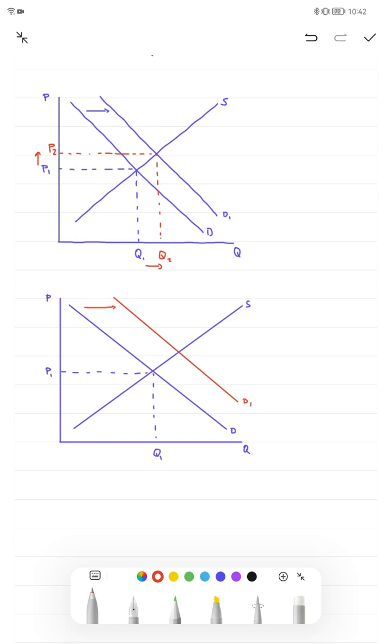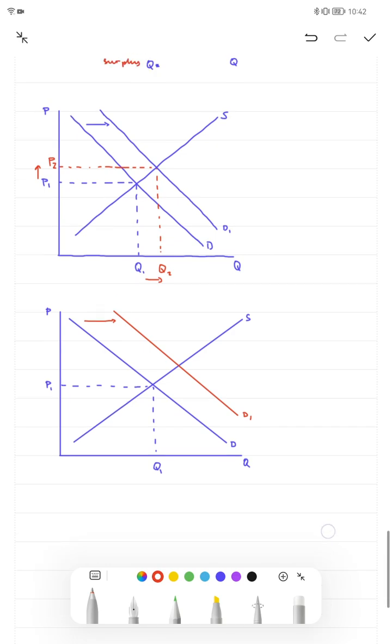However, at the same time, there was a massive storm that wiped out a large amount of the farmland used to grow this coffee bean, which would mean that supply would shift inwards. And the new equilibrium is this point where D1 and S1 cross. So maybe the quantity only increases a little bit, but the price has increased massively.